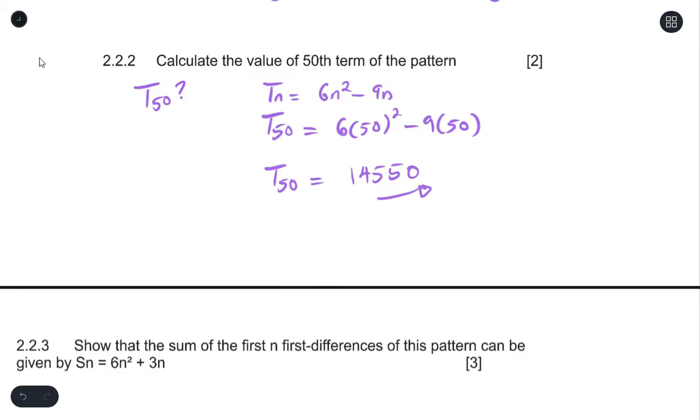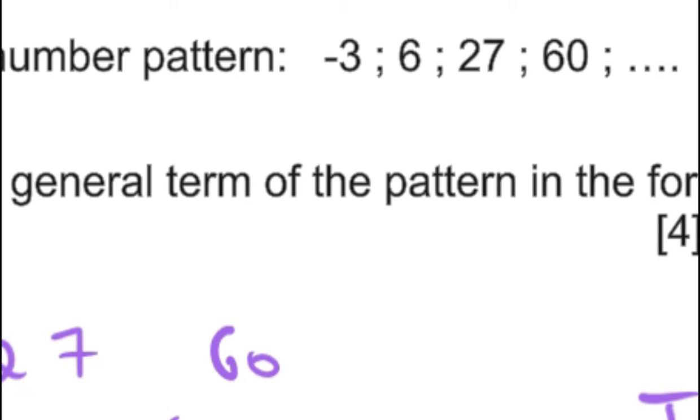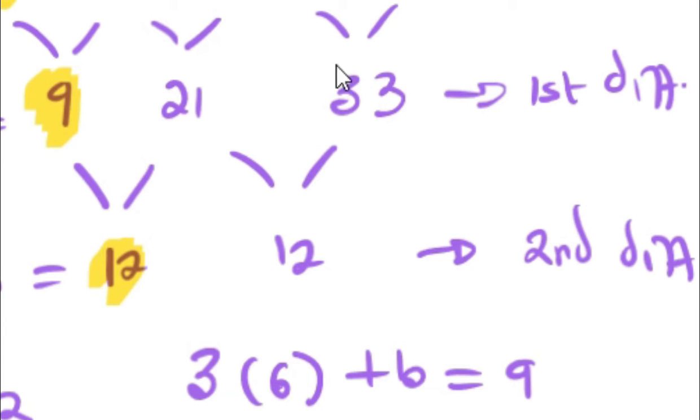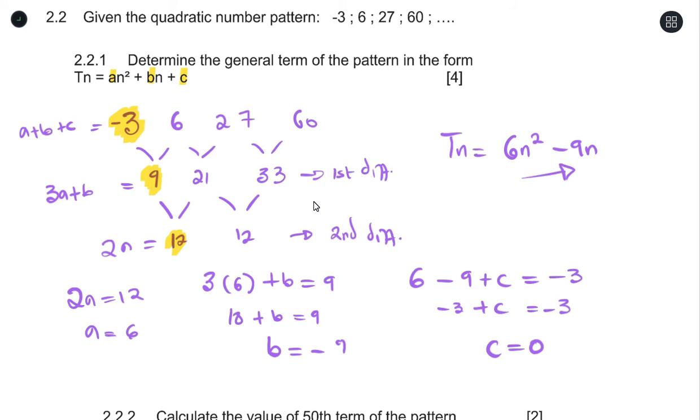That's it. So question 2.2.3 says, show that the sum of the first and first differences of this pattern can be given as Sn is equal to 6n squared plus 3n. Now, the pattern they're talking about was this pattern, right? The original pattern for 2.2. Now, we will be focusing on the first difference. So the first difference I'm looking at is 9, 21, and 33. That's what I'm going to use to answer this question.